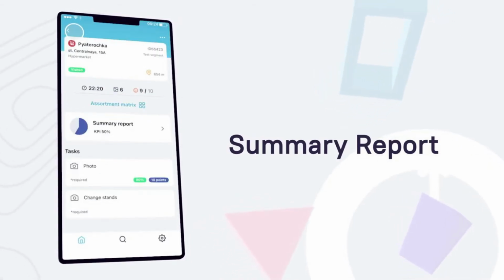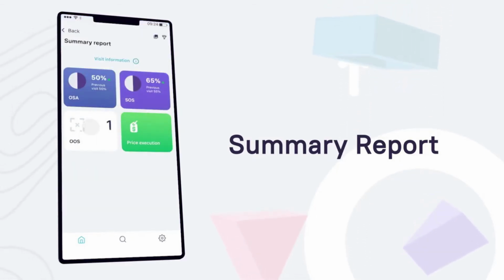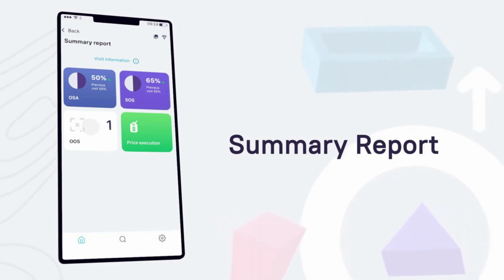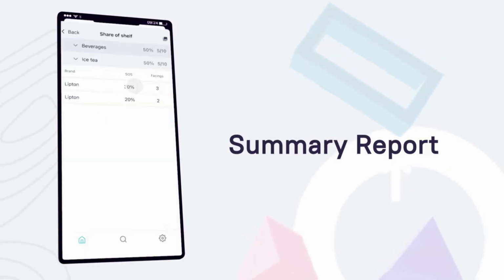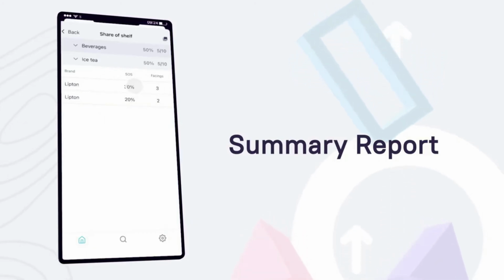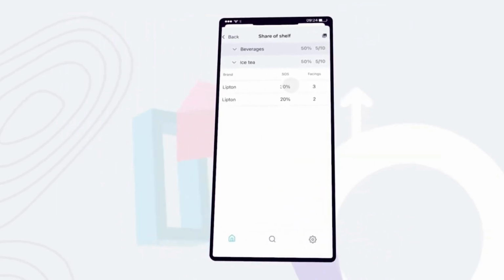To view detailed information, click on KPI or go to the summary report. You can see detailed information on the current visit in reports: share of shelf performance, assortment performance, fulfillment of plans on promotions and prices, indicating assortment missing reasons.